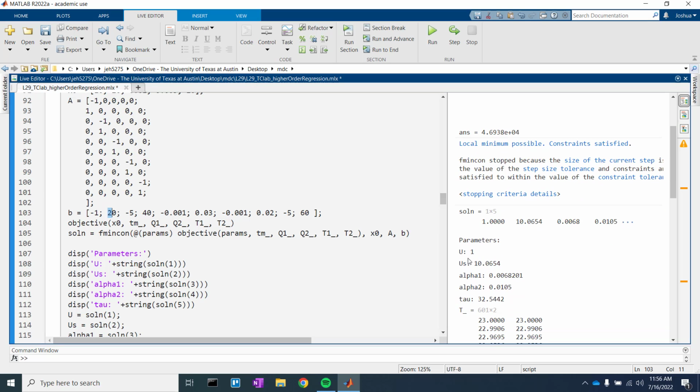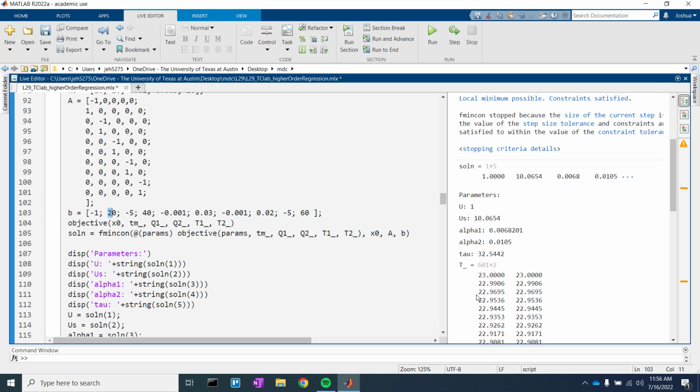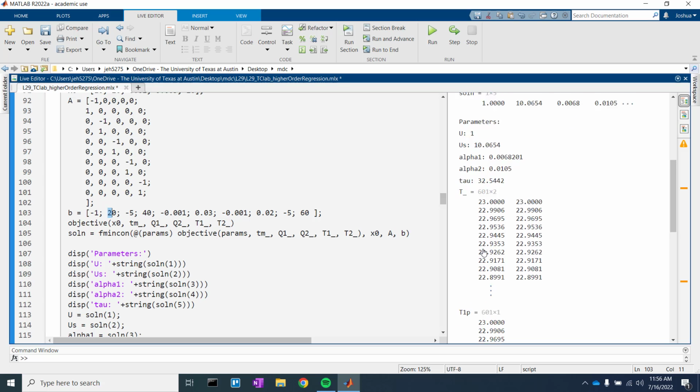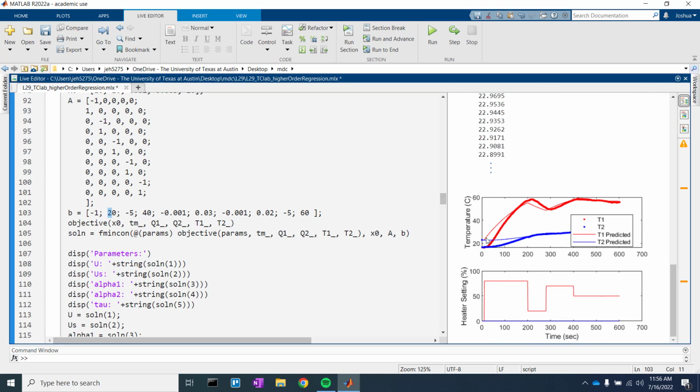Let's see what our parameters are. U is 1, US is 10. Alpha 1 and alpha 2 seem realistic. Actually, they seem opposite a little bit, to be honest. And let's see, tau is equal to 32. That seems realistic. Let's go ahead and graph our fit.